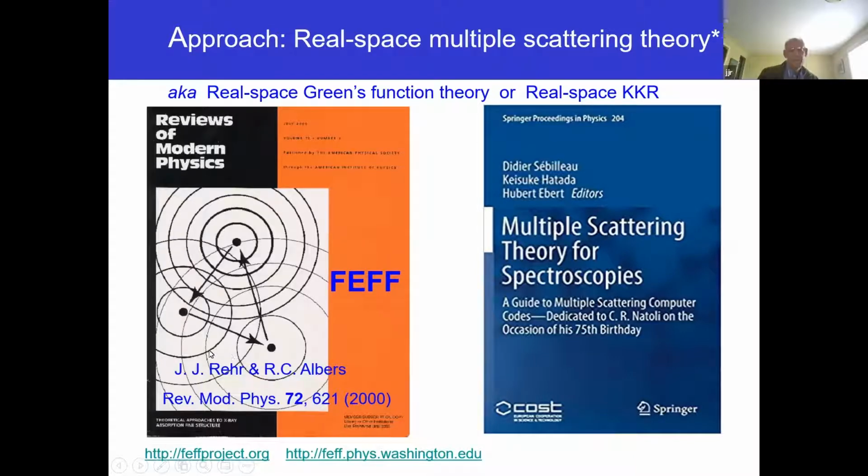And basically, this picture shows what happens when you absorb an X-ray. You kick out a photoelectron, but then it bounces around. And if you calculate all possible ways that that electron can bounce, that's called real space multiple scattering theory. It's like a giant pinball game. You can basically calculate X-ray spectra.